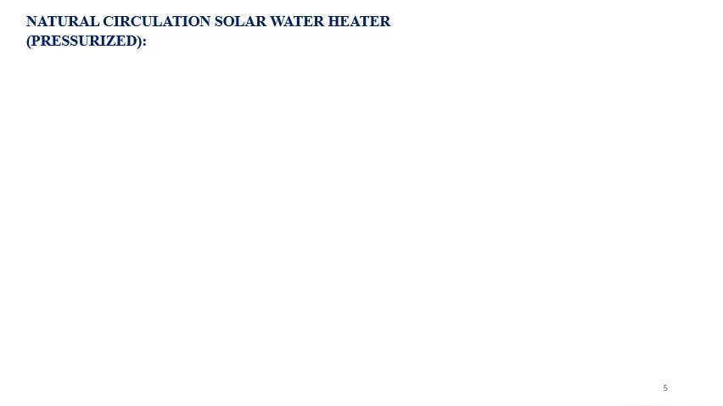Next, we will see the very first one, solar water heating, in that particularly the natural circulation solar water heater, which is under pressurized. In solar water heating, the basic elements of a solar water heater are the flat plate collector, storage tank, circulation system, auxiliary heating system, and control of that system.